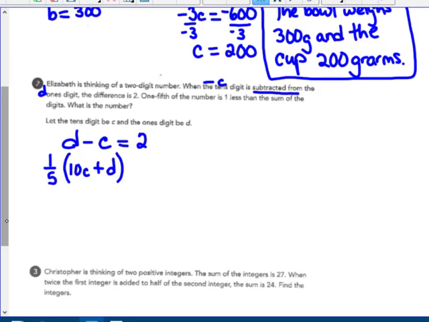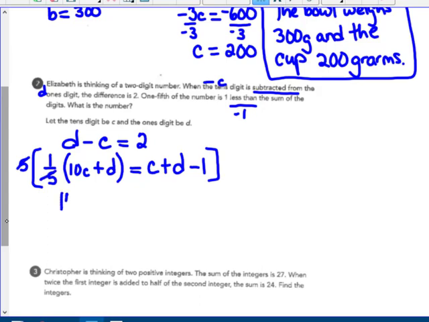1/5 of the number is, well, that's the equal sign, 1 less than, so that's minus 1, the sum of the digits. Well, if I add the tens and the ones, that's the sum. It's 1 less than. I'm going to clear that 1/5. I'm going to multiply this entire thing by 5.